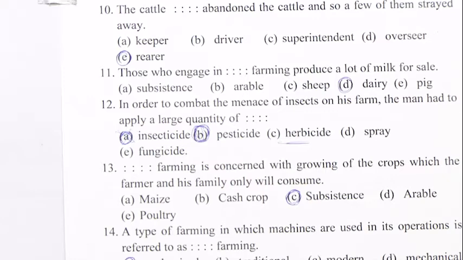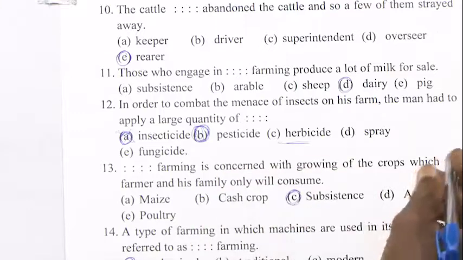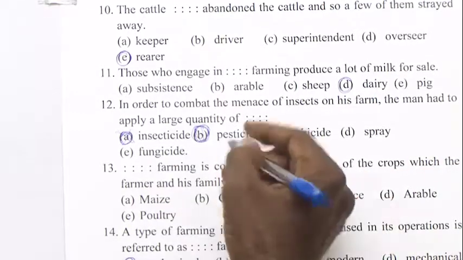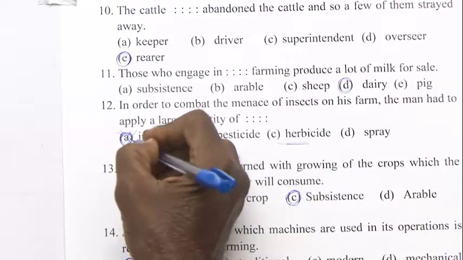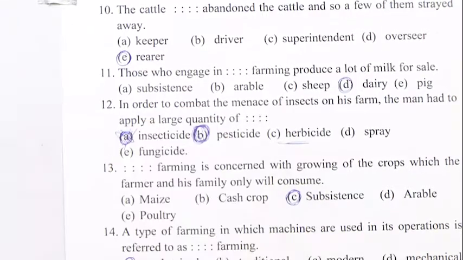On the farm you have pests, and you remember that herbicide is concerned with the herbs that are there on the farm. Then of course spray is out of the way, and fungicide is also out of the way. But the right answer actually is pesticide. So don't choose insecticide, as many people will choose. On the farm you have pesticide.